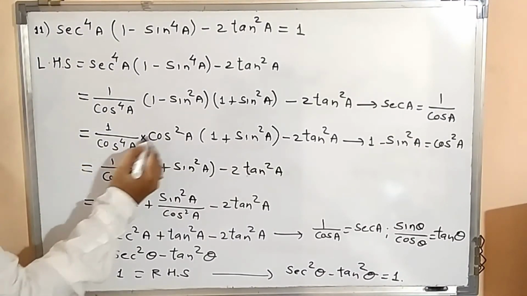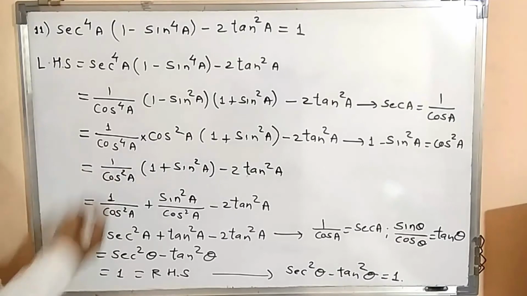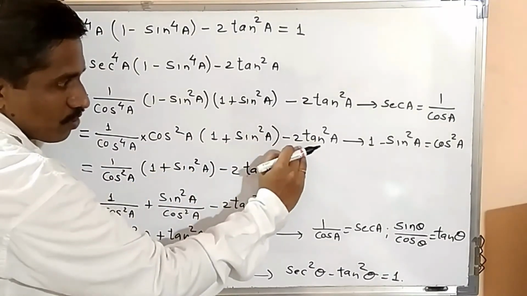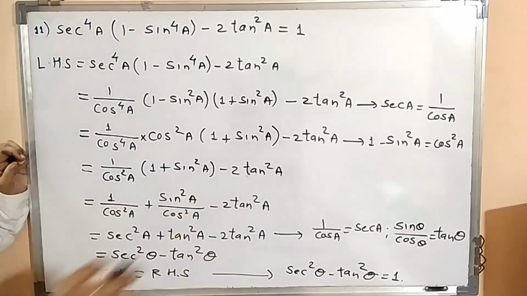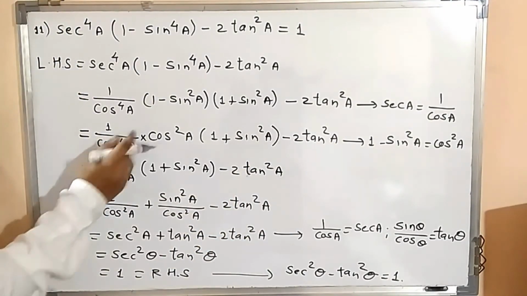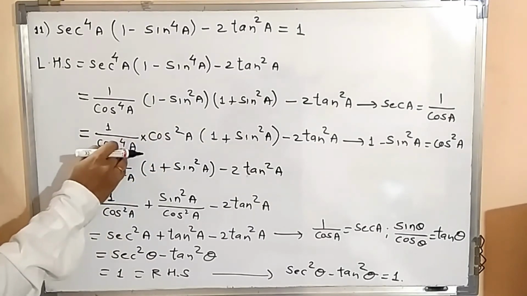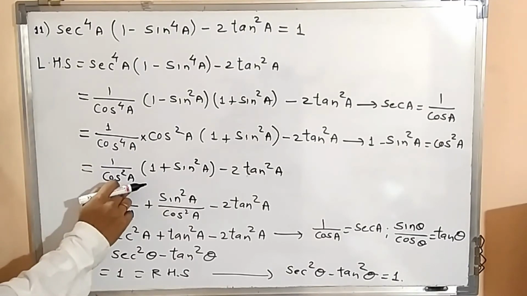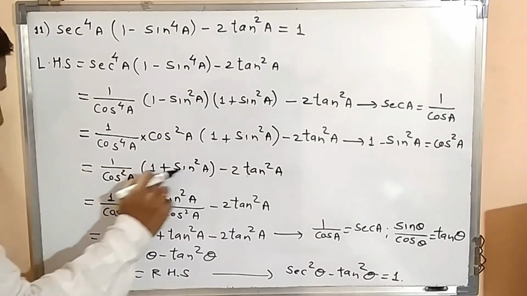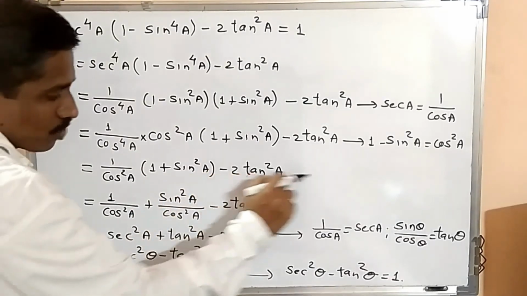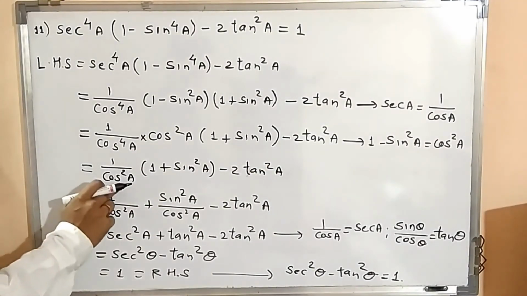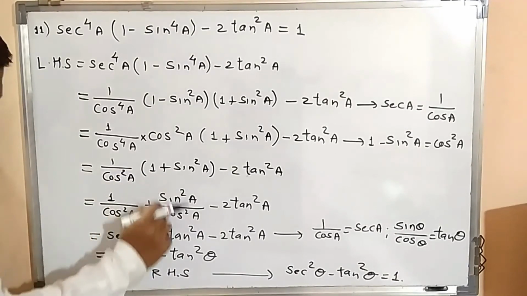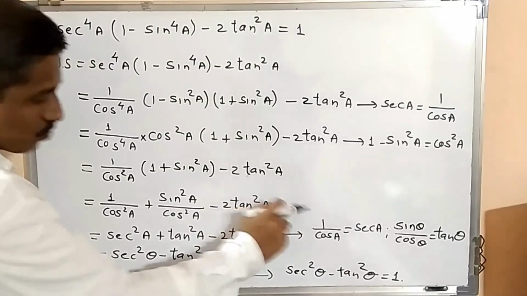This cos^2 A is in the numerator, and cos^4 A is in the denominator. 1 plus sin^2 A, I will write as it is. Minus 2 tan^2 A is also written as it is. This cos square and 2 cos from the denominator will get cancelled. So I will get 1 upon cos^2 A into bracket (1 plus sin^2 A) minus 2 tan^2 A. So dividing by cos square, what will I get? 1 upon cos^2 A plus sin^2 A upon cos^2 A minus 2 tan^2 A.